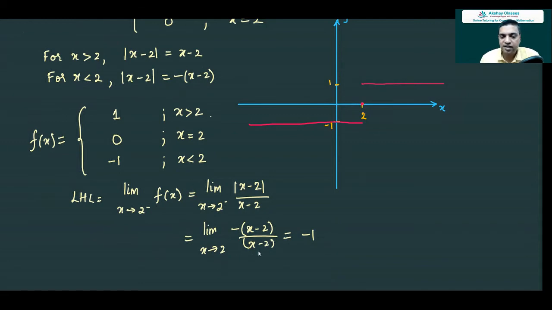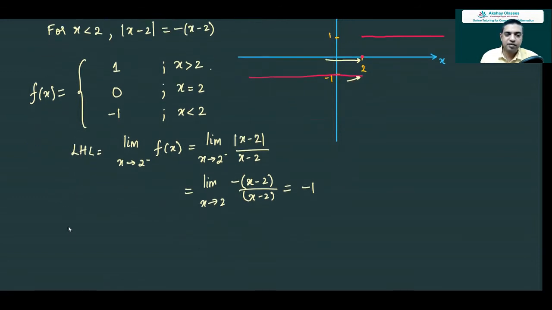It will be exact 0 upon 0. Here it is not exactly 0. It is a number close to 0, but not exactly equal to 0. So you can cancel off the 2. So you get minus 1. So here you can see, as we approach x from the left, the function value is a constant and it is equal to minus 1. It is not just approaching minus 1, it is equal to minus 1 in all cases here.